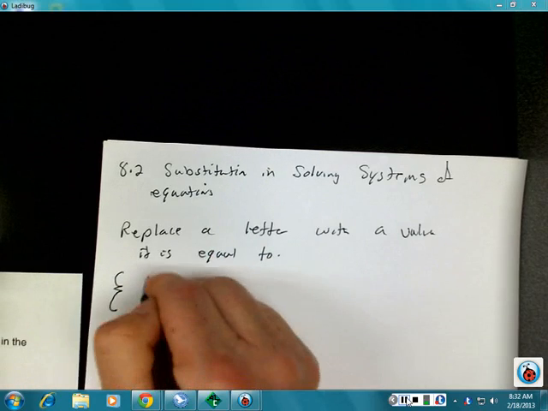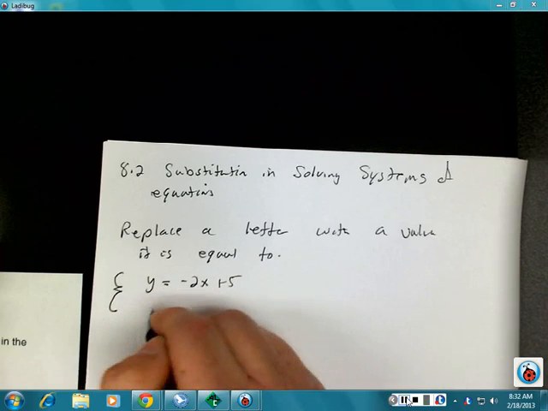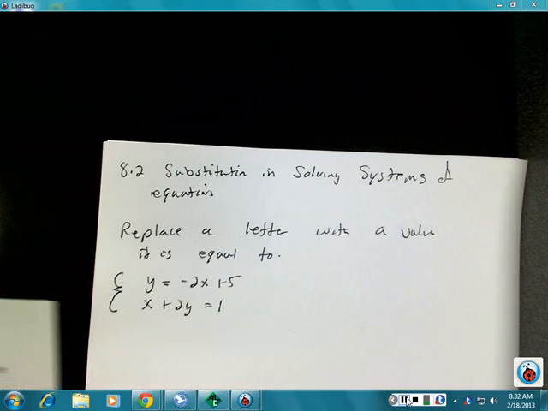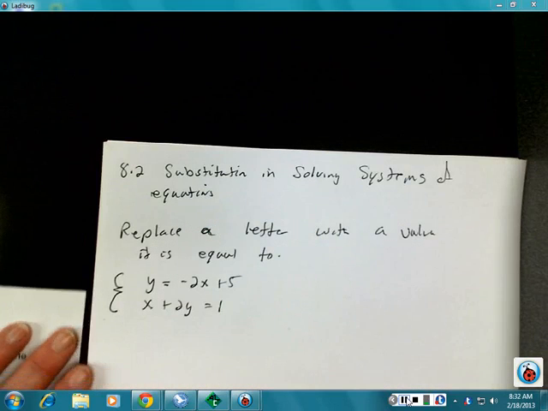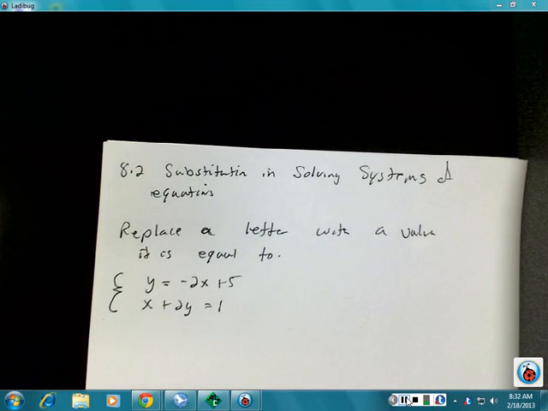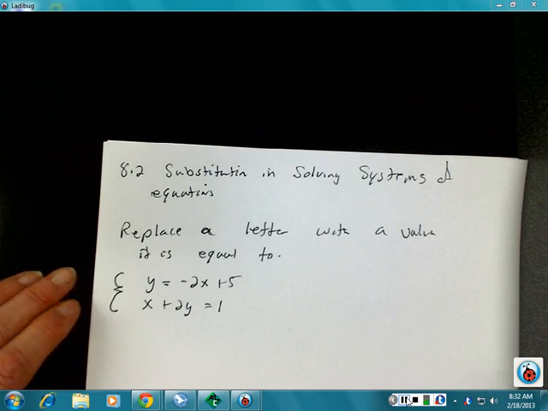And that system of equations might be y equals negative 2x plus 5, and x plus 2y equals 1. Now when we did graphing, we ended up with a bunch of strange numbers sometimes, and it wasn't always as accurate and it wasn't always as easy to come up with your answers. So substitution is another tool in your toolbox, because we talked about toolboxes and putting things in there to solve different problems.